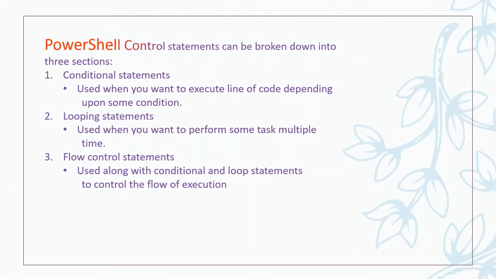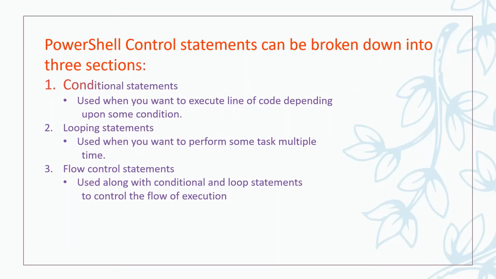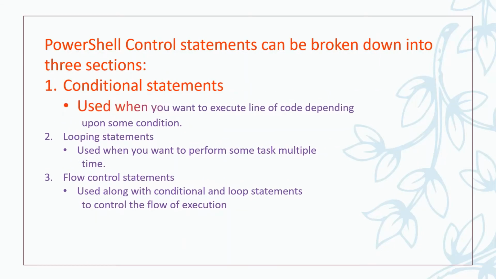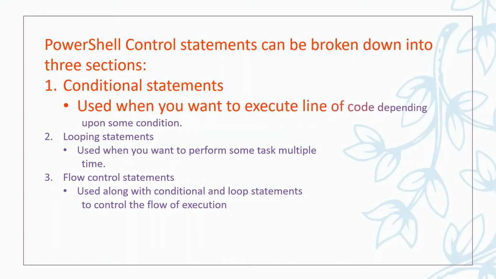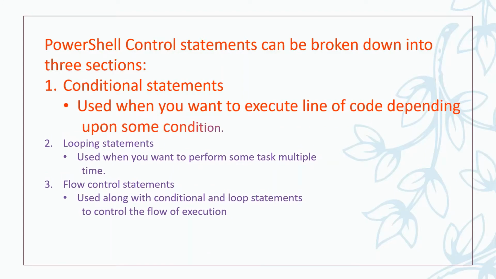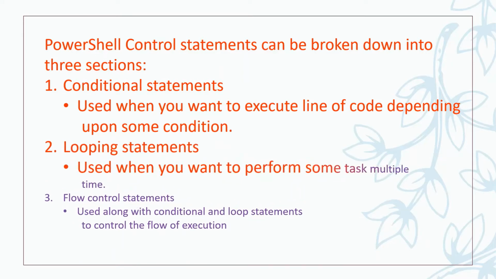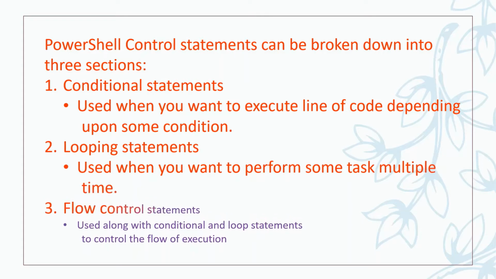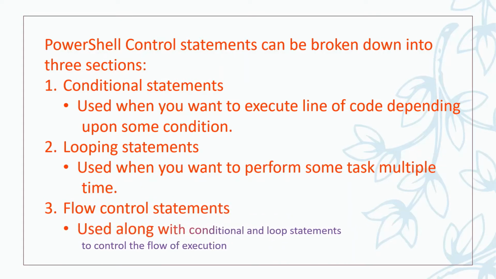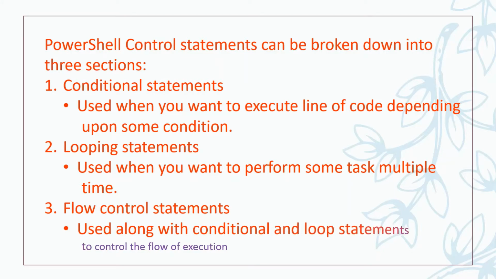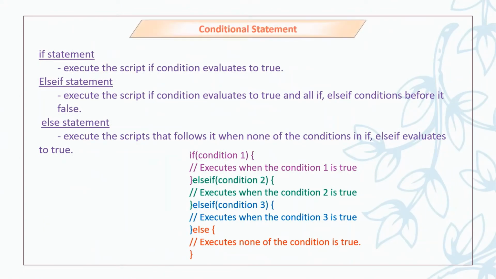PowerShell control statements can be broken down into three sections. First is conditional statements, used when you want to execute a line of code depending upon some condition. Second is looping statements, used when you want to perform some task multiple times. Third is flow control statements, used along with conditional and loop statements to control the flow of execution. Let's see all one by one.